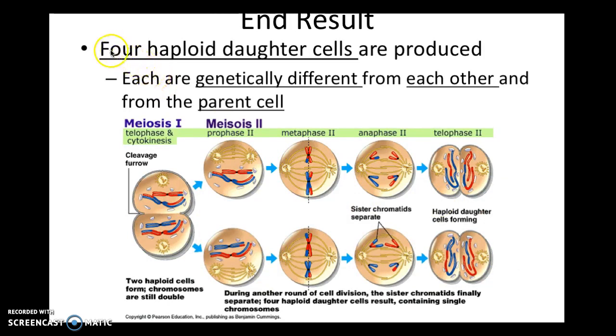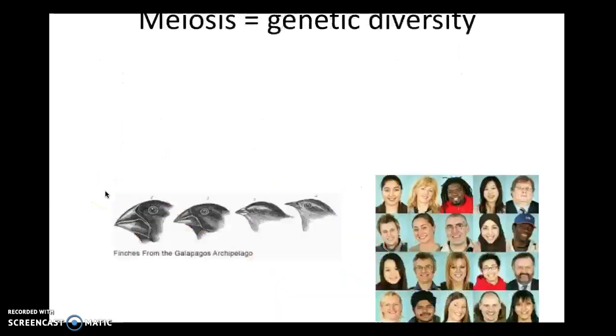Here's the end result. You're going to get 4 haploid daughter cells that are genetically different from each other and definitely the parent cell. So as you can see right here, they're not the same. Okay, they're not the same. If you need to draw this again and show how the pictures, the colors don't jive, then do it.